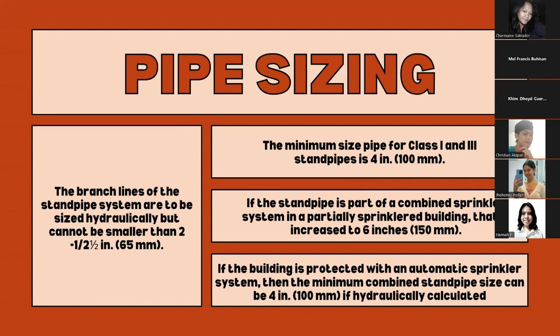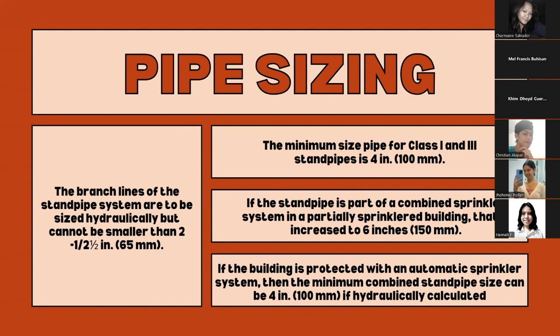Second, the minimum size pipe for class 1 and 3 standpipe is 4 inches or 100 millimeters. And if the standpipe is part of a combined sprinkler system in a partially sprinklered building, it is increased to 6 inches or 150 millimeters. Class 1 and 3 are heavy duty and usually designed for fire department use like what Ms. Hannah said earlier, so bigger pipes are needed for water flow.